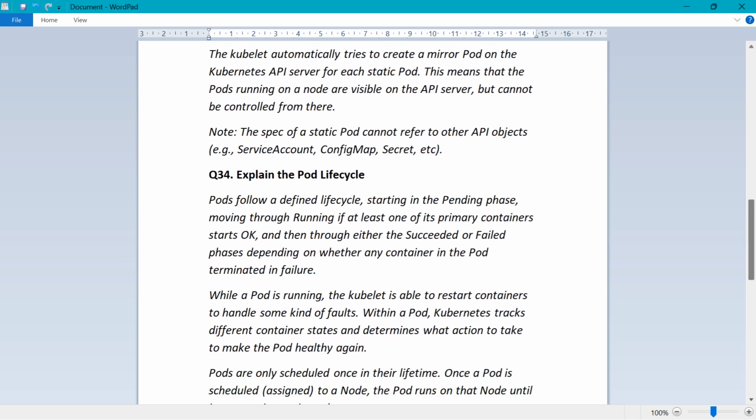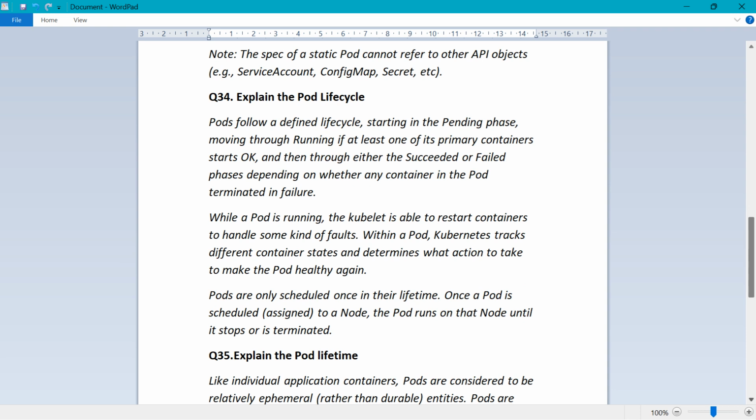Explain the pod life cycle. Pods follow a defined life cycle, starting in the pending phase, moving through running if at least one of its primary containers starts okay, and then through either the succeeded or failed phases depending on whether any container in the pod terminated in failure. While a pod is running, the kubelet is able to restart containers to handle some kind of faults.